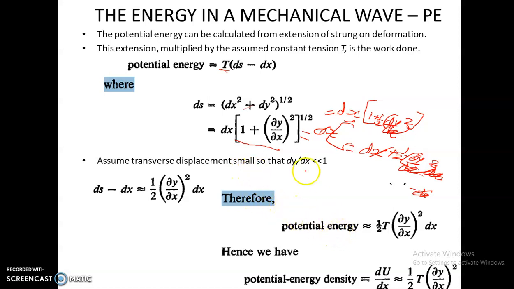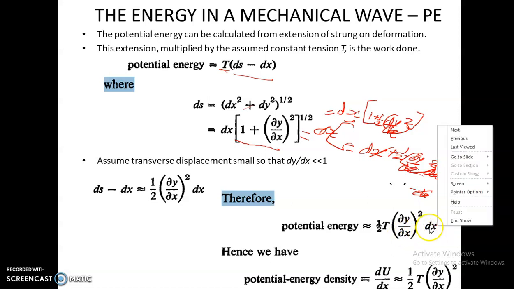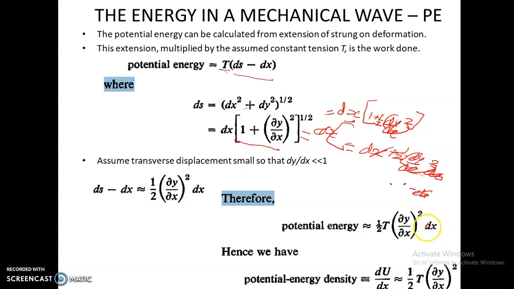Such that the potential energy, which is T into ds minus dx, is T into half into dy by dx whole squared into dx, to make it half T into dy by dx whole squared into dx. Then the potential energy density, that is the potential energy per unit length, you have to divide this by dx. So dx vanishes. What remains is the potential energy density du by dx equal to half T into dy by dx the whole squared.